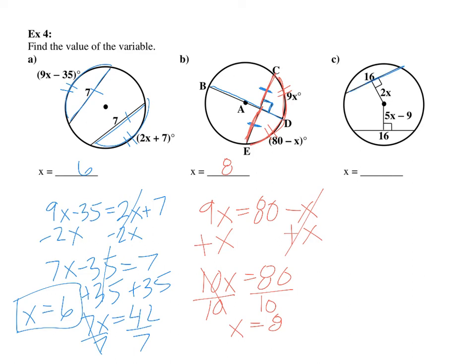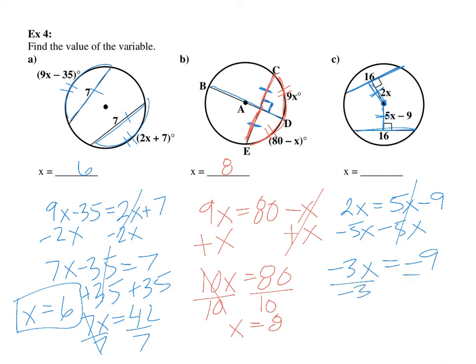Here I have these two chords are the same length, so they must be equidistant from the center of the circle. So 2x is equal to 5x minus 9. Subtract 5x. I have negative 3x is equal to negative 9. Divide by negative 3. So x is equal to 3. That's all there is to it. Just have to be careful analyzing the circles and determining what properties to apply.